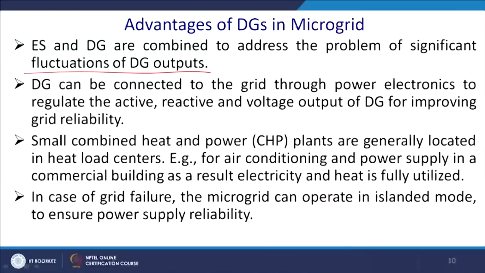Small combined heat and power plants are generally located in the heat load center. For example, air conditioning and the power supply in a commercial building, where electricity and heat are fully utilized. So, that is something you have to keep in mind. In case of grid failure, a microgrid can operate in islanding mode, that is quite important to ensure power supply reliability, mostly to the critical load.